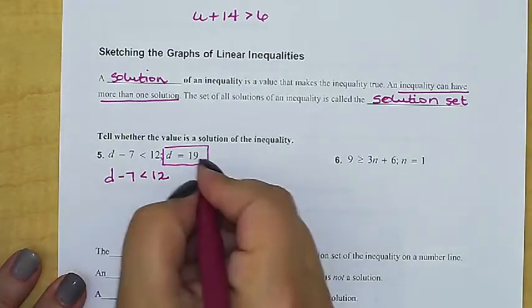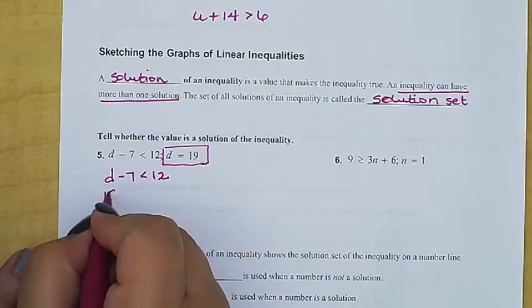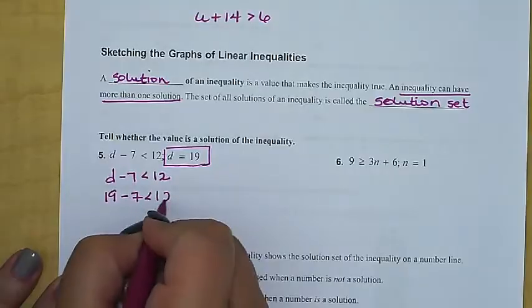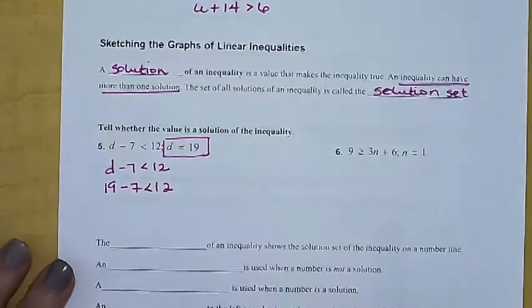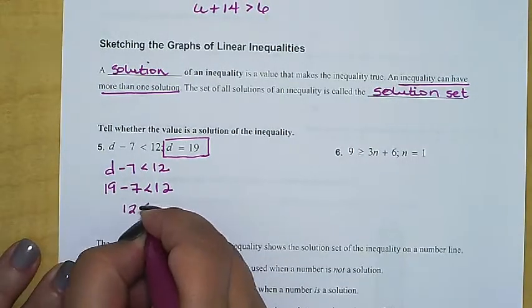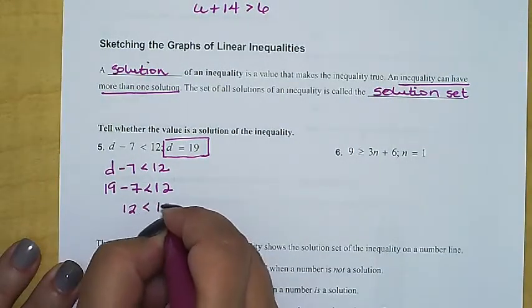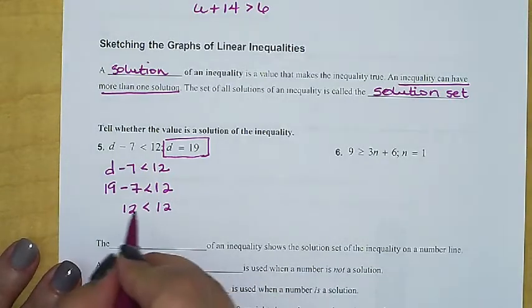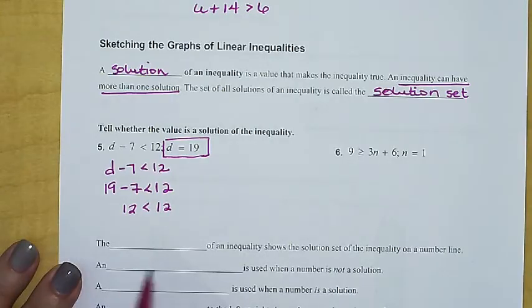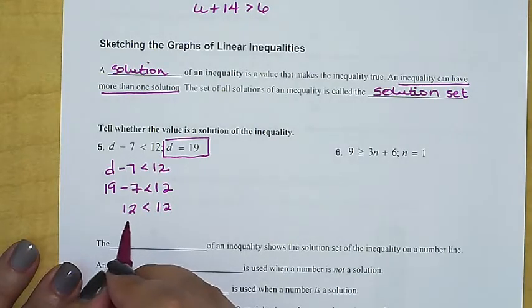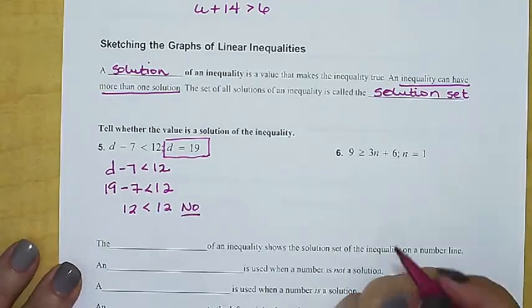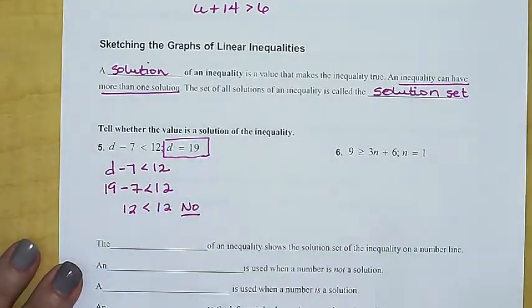So what we'll do is we'll insert that 19 for d and say, okay, if we plug in a 19 here, does it make this inequality true? That's the question, right? Well, 19 minus 7 is exactly 12, and my symbol is a strictly less than symbol. So the question here is, is 12 actually less than 12, right? Not less than or equal to, but less than, right? The answer is no, this does not work. Okay, so then we can say this is not a solution.